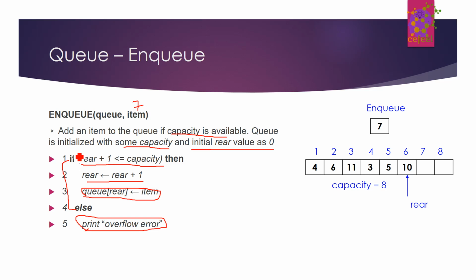In the first step, we'll check if rear + 1 is less than capacity. Rear is 6 here, so 6 plus 1 is 7 and our total capacity is 8, which is well under capacity, which indicates we have space. So it will go to step 2, where it will increment the rear pointer. Rear will now point to 7, and we will assign Q[rear], the 7th location, as the item, and then we are done. It's as simple as that.